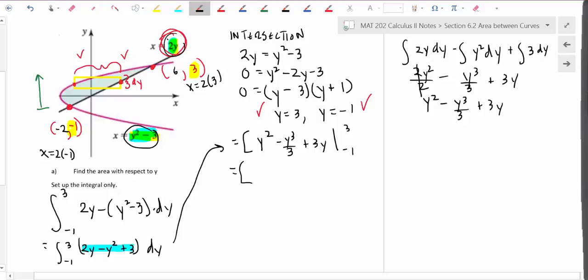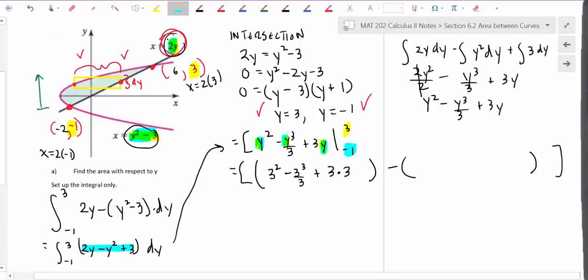Okay, so I'll put it together. Let's do the arithmetic. First, we start by plugging the upper limit into y and working out the arithmetic. That's going to be 3 to the second minus 3 to the third over 3, plus 3 times 3. Now evaluate with the lower limit: negative 1 to the second minus negative 1 to the third over 3, plus 3 times negative 1. So that's the arithmetic we need to work out.